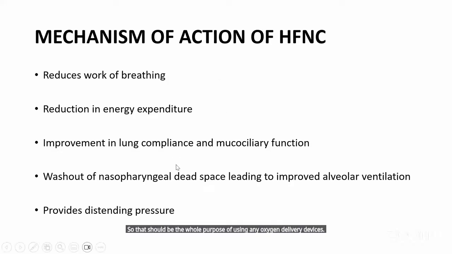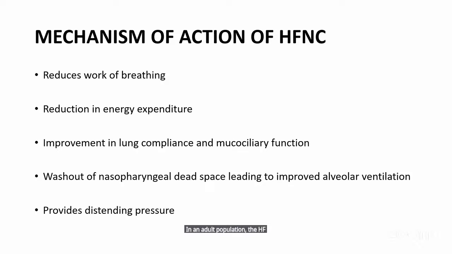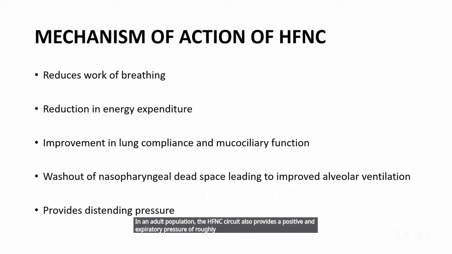And of course, there is washout of the nasopharyngeal dead space, improving the alveolar ventilation. It provides some amount of distending pressure. The study says that at the very high flow of around 50 to 60 liters per minute, which is the upper limit being used in an adult population, the HFNC circuit also provides a positive end expiratory pressure of roughly about 5 to 6 centimeters of water.